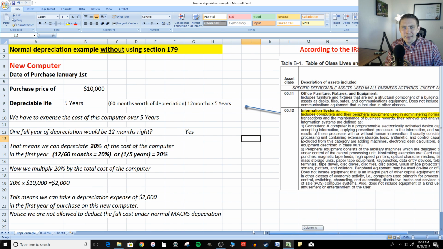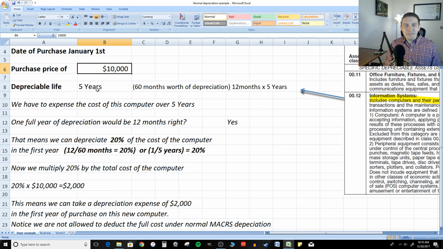So let me show you how we calculate normal depreciation without using Section 179 at all. We bought our new computer that's just completely awesome for $10,000 on January 1st of 2017. Depreciable life is 5 years. We know that just because we just looked at that chart. So 5 years obviously is 60 months of depreciation. We're in our first year here, right?